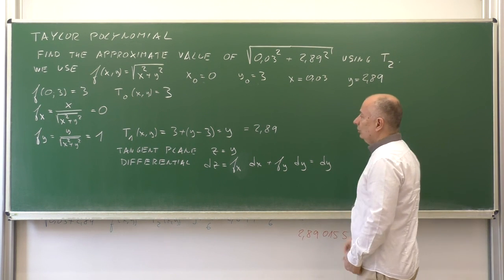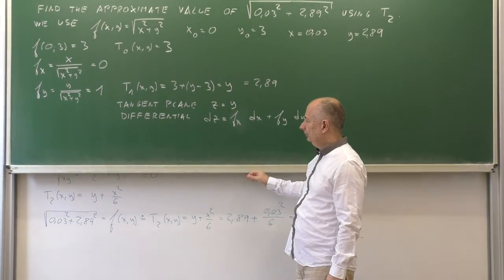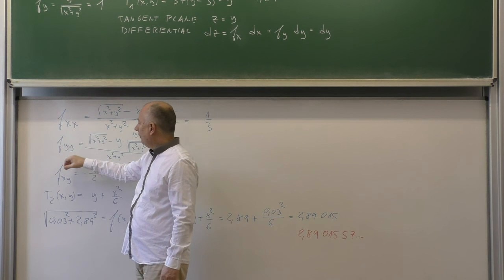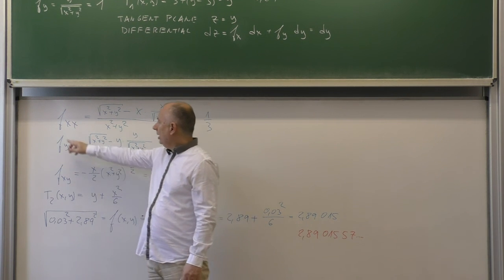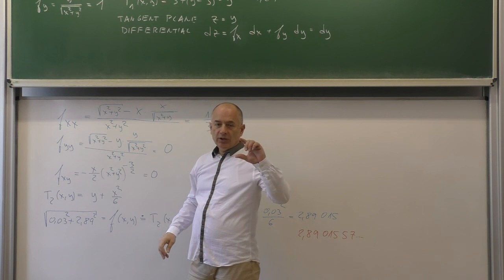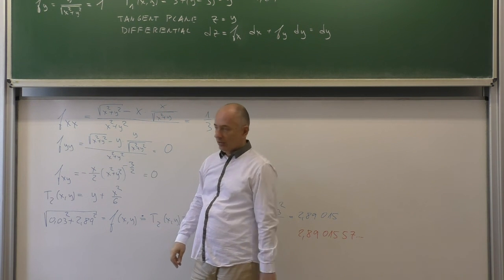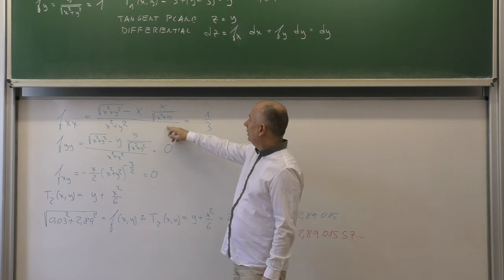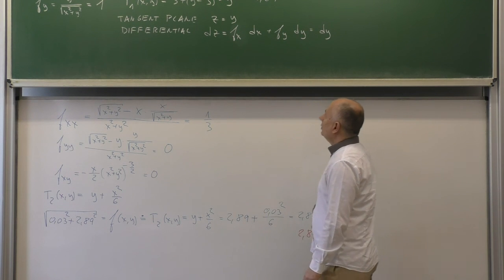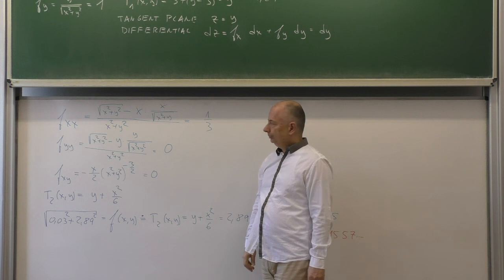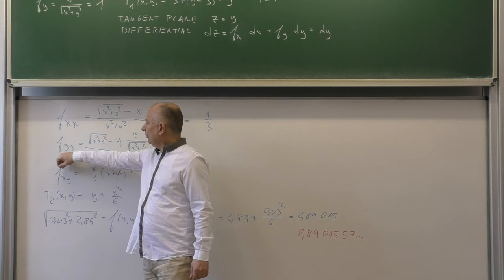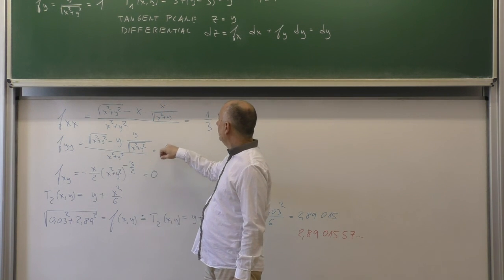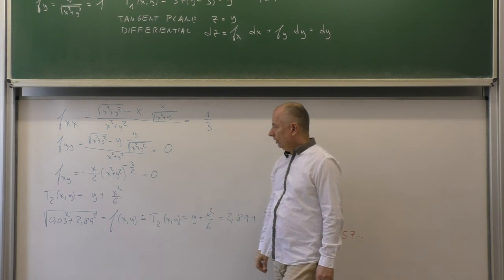Okay, to write T2, we need the second derivatives. So we must prepare these three second-order derivatives. fxx, which is f differentiated with respect to x and then with respect to x once again. And if we perform the differentiation and evaluate the derivative at the point x0, y0, we get the value 1/3. We compute the second derivative of f with respect to y twice, and this expression evaluated at the point x0, y0 gives 0.